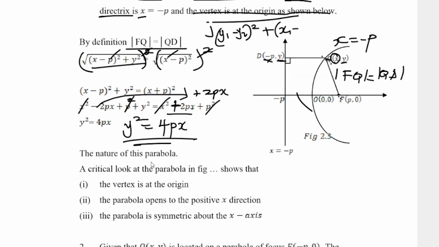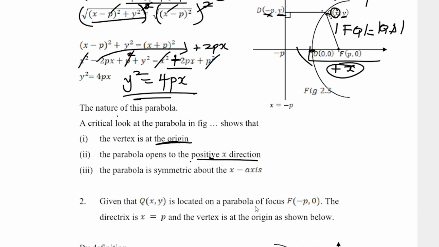Okay, so the nature of this parabola is that if we take a critical look at it, the vertex is at the origin, that is here. The parabola also opens to the positive x direction, so all these values from here to here are positive values of the x-axis. The parabola is also symmetric about the x-axis, so the x-axis is the axis of symmetry. That is another thing here.